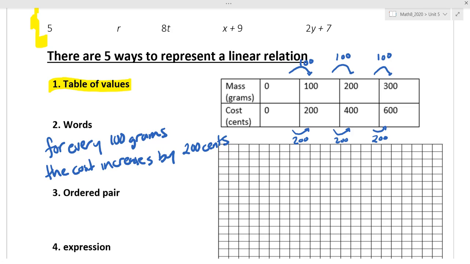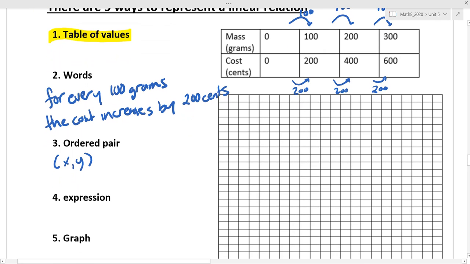Right? Now, ordered pairs are just another way of saying coordinates. So you can list all of our table values as X's and Y's as well. All right? And the hardest is probably coming up with an expression. This is probably the hardest. How do we come up with an expression that relates the two things?